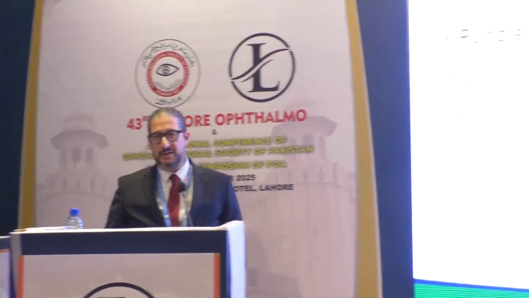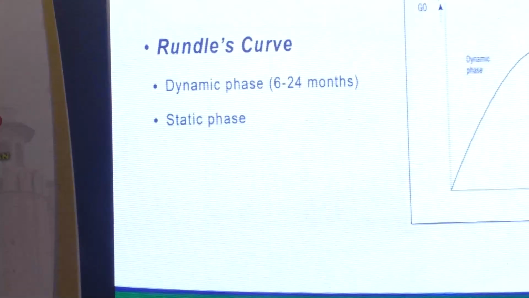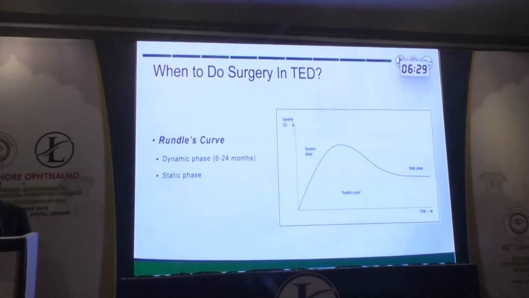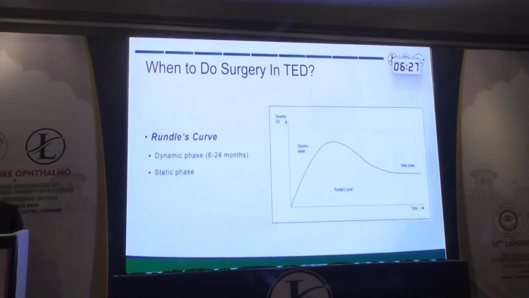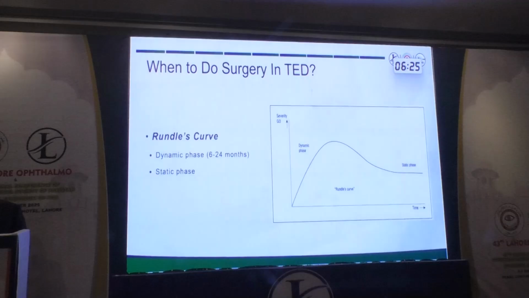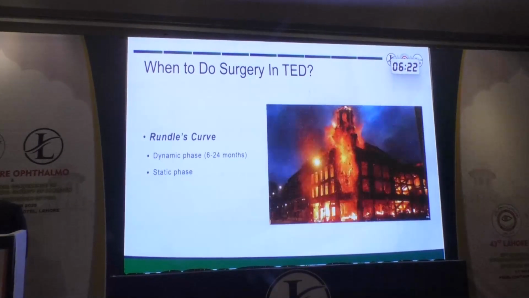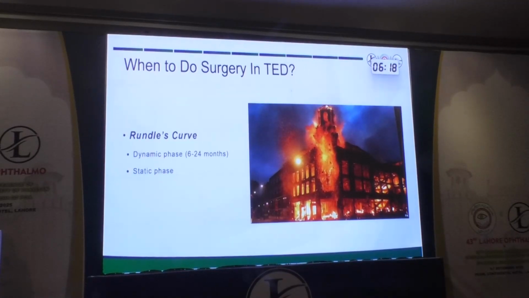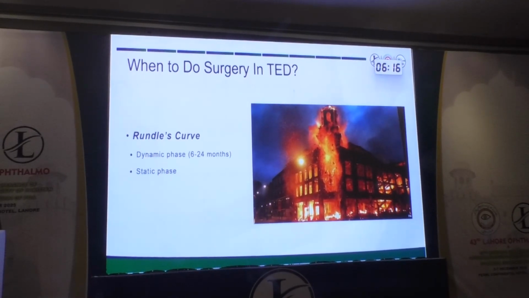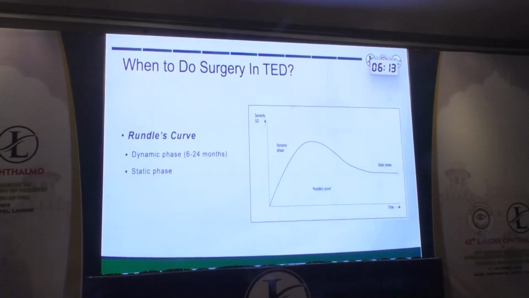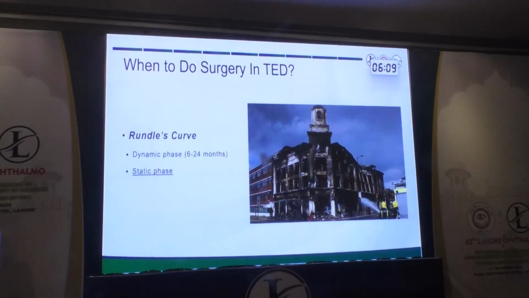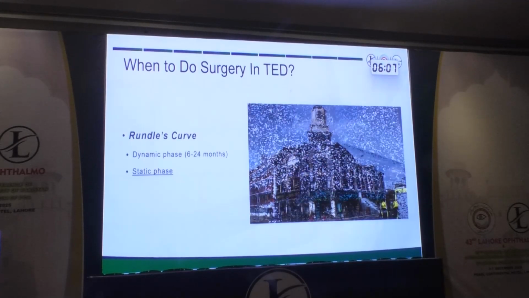So my talk today will be about surgery in thyroid eye disease. When I try to explain the course of the disease to patients, when I try to tell them about the Rundle's curve, I always give them the example of a fire in the house, because thyroid eye disease is like a fire in the orbit. In the active phase we have fire, and we use all the medical options that we have to stop the fire. Once the fire is over, once we are in the inactive phase, we evaluate the burden that's left from the disease itself and make our plans for reconstruction.